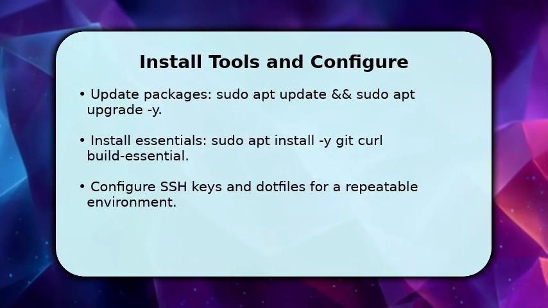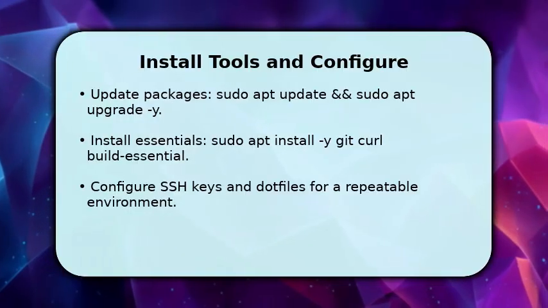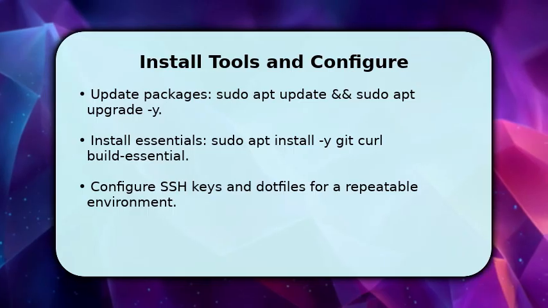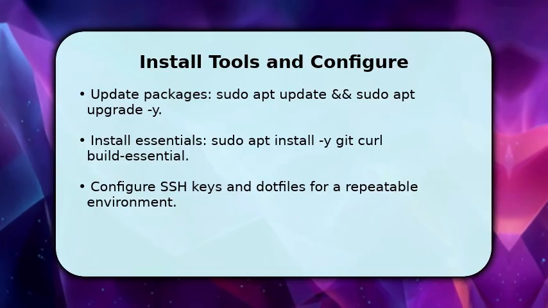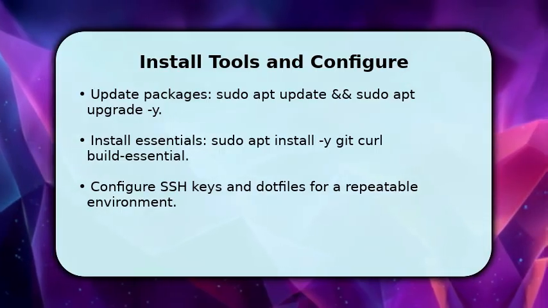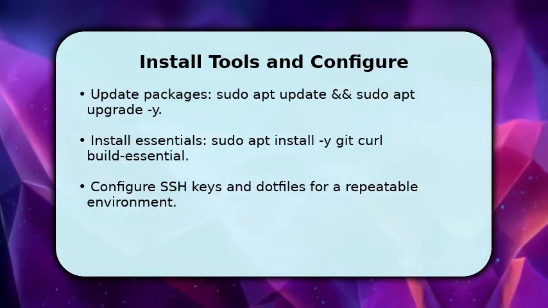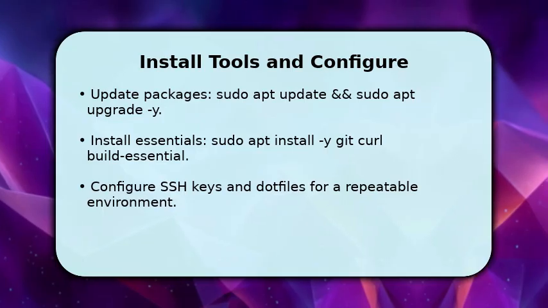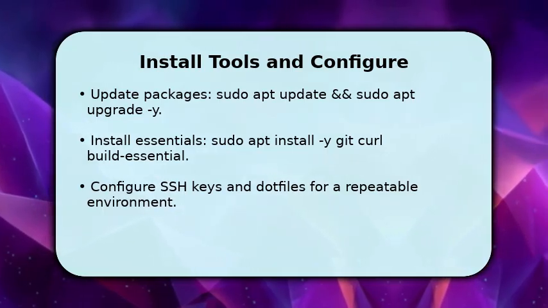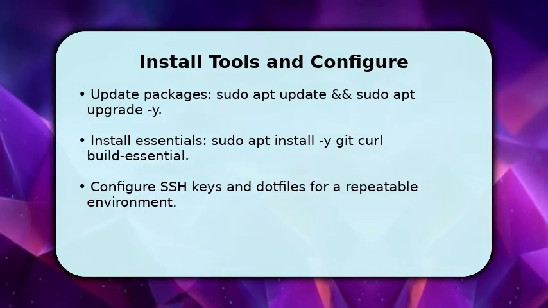Now you install and configure the key tools you need. First, update the package list and upgrade, then install Git, curl, and build-essential so compilation and fetching work. Configure your Git name and email and add an SSH key with ssh-keygen. Copy the public key to services you use. Make sure to create or pull dotfiles to set aliases and prompts.